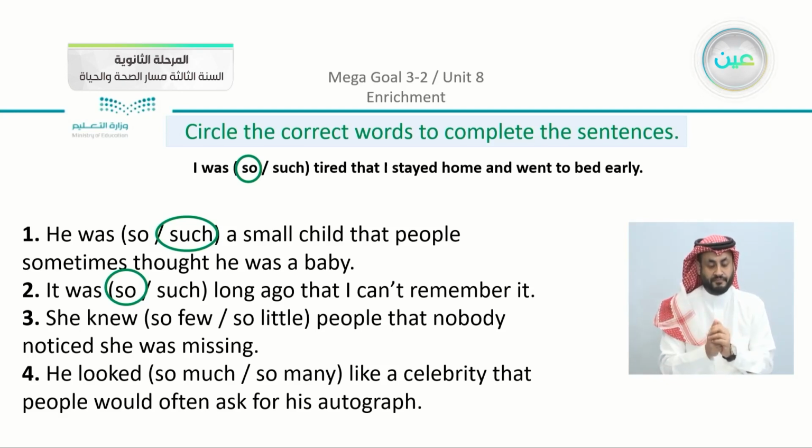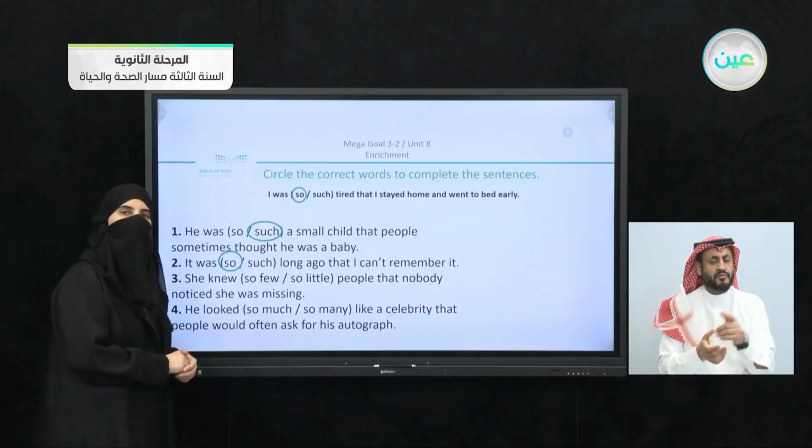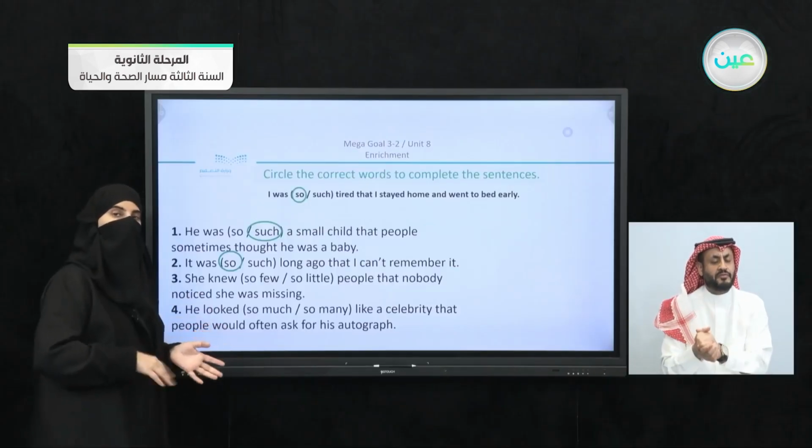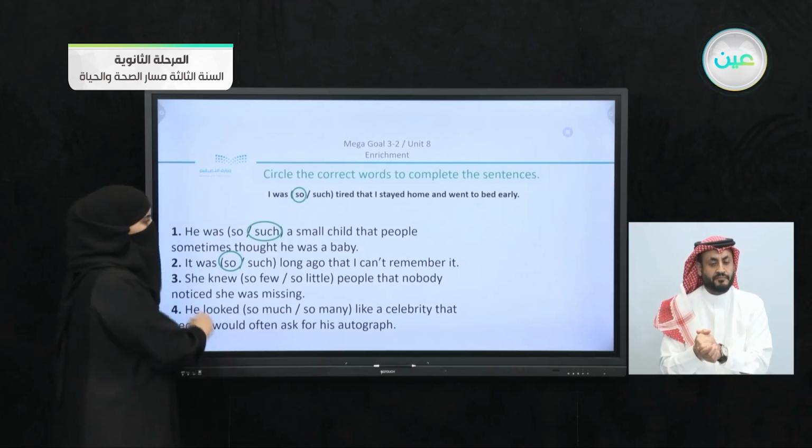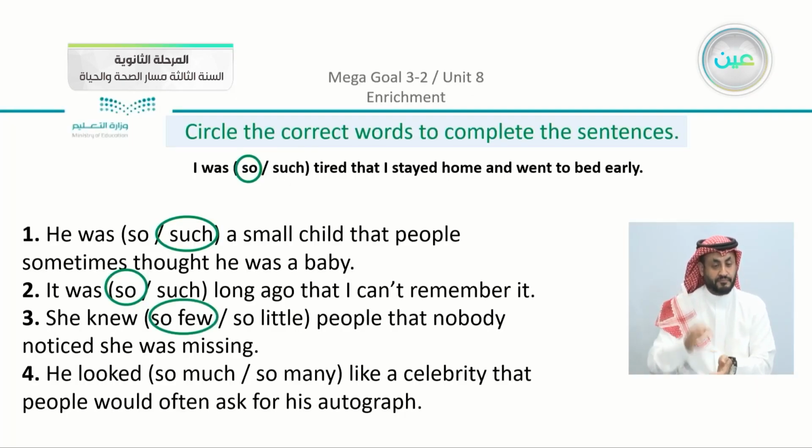After that, we have the number 3, she knew so few or so little people that nobody noticed she was missing. So here, what is related to people? What can we say? So few people or so little people? And here the correct answer is, yes, so few people. After that, we have a number 4. He looked so much or so many like a celebrity that people would often ask for his autograph. So we have here, he looked so much, yes, like a celebrity.